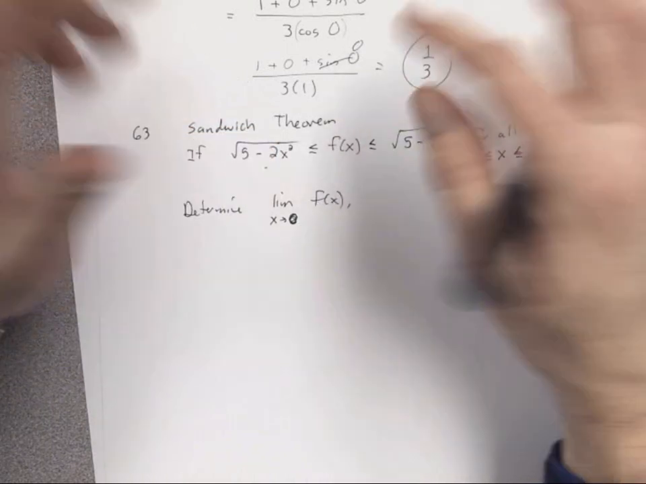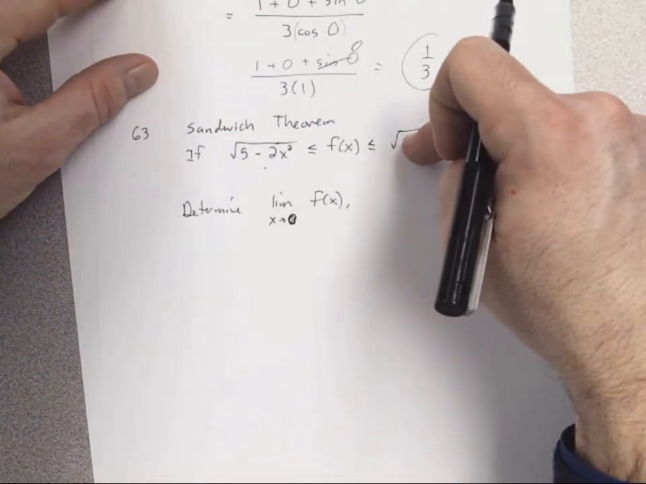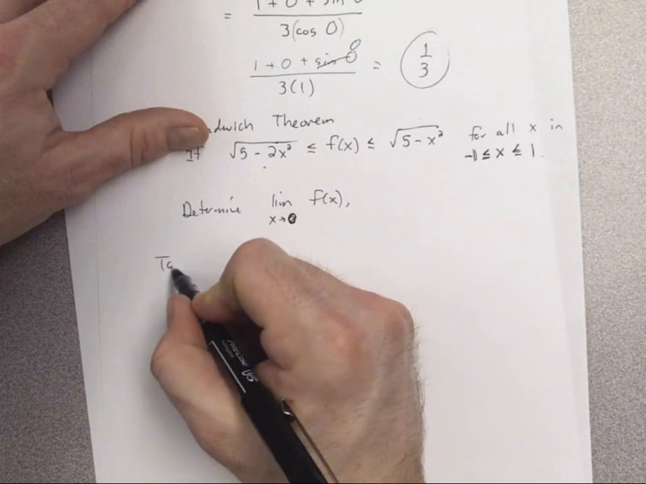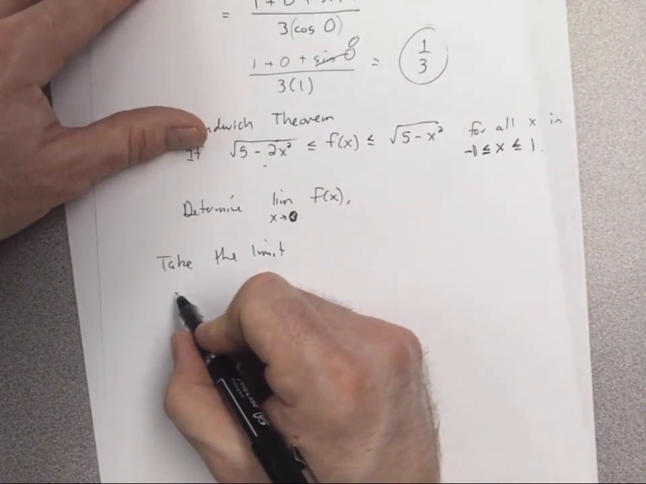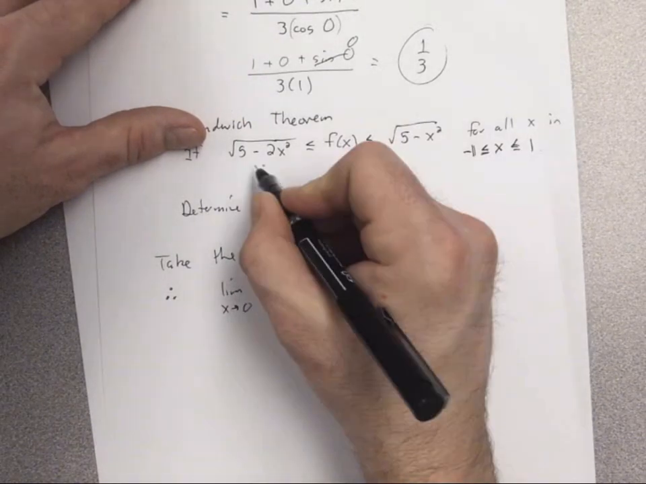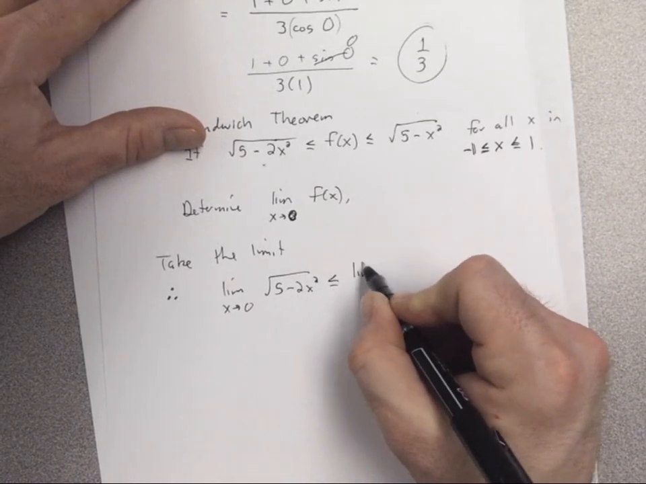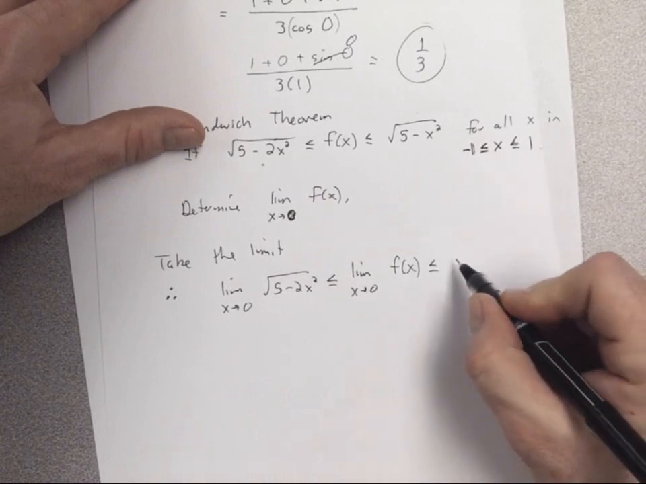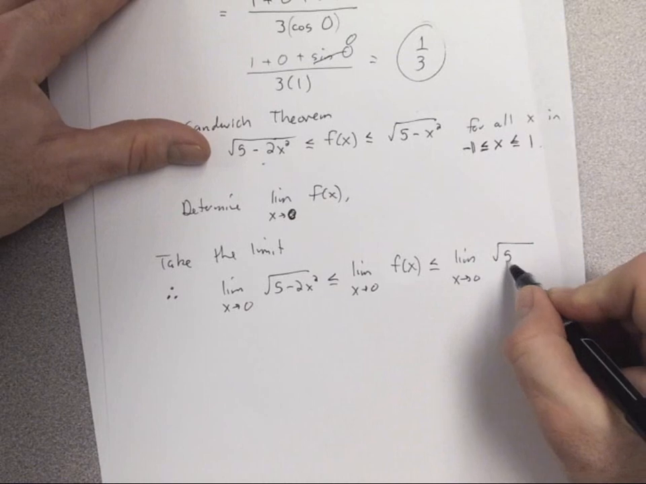So what I'm going to do is take the limit of everything. You guys agree that if I take the limit of this entire inequality, so let's take the limit. So therefore, the limit as x approaches 0 of this expression would be less than or equal to the limit as x approaches 0 of this function, which is going to be less than or equal to the limit as x approaches 0 of this function.